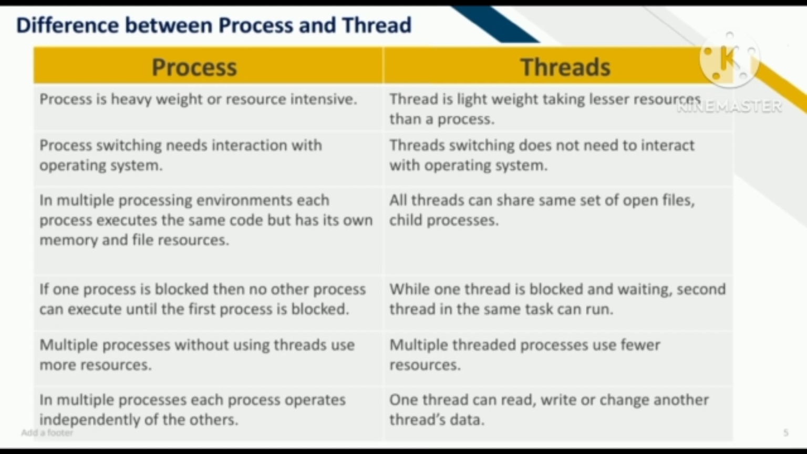Processes are heavyweight and resource intensive. A thread is lightweight and takes fewer resources than a process. In a multiprocessing environment, each process executes the same code but has its own memory and resources, whereas that is the opposite in threads. If one process is blocked, no other process can execute, unlike threads.